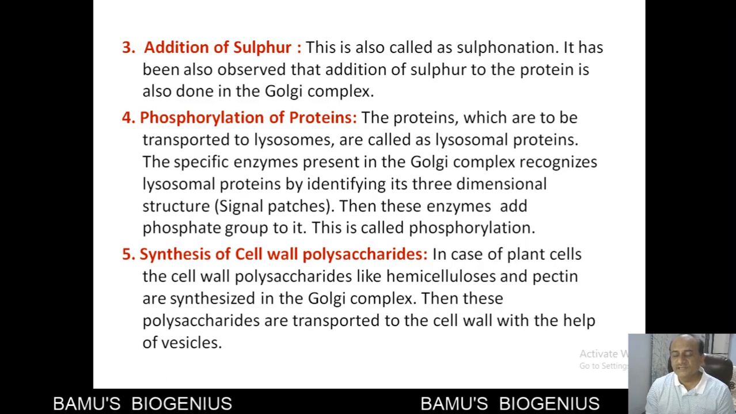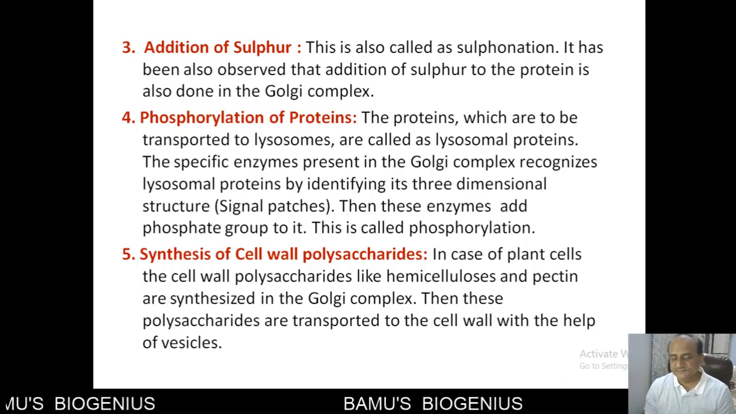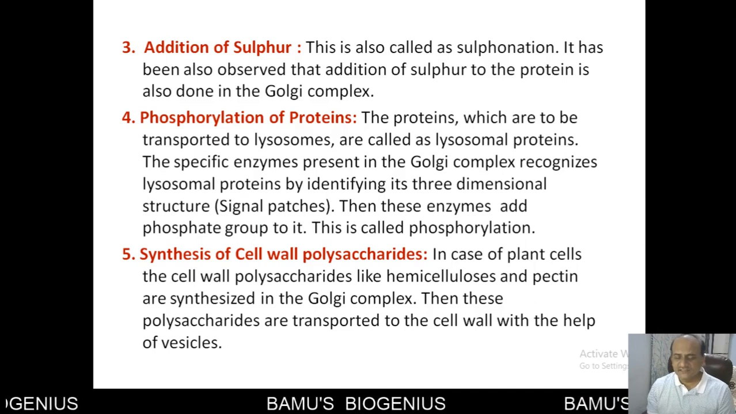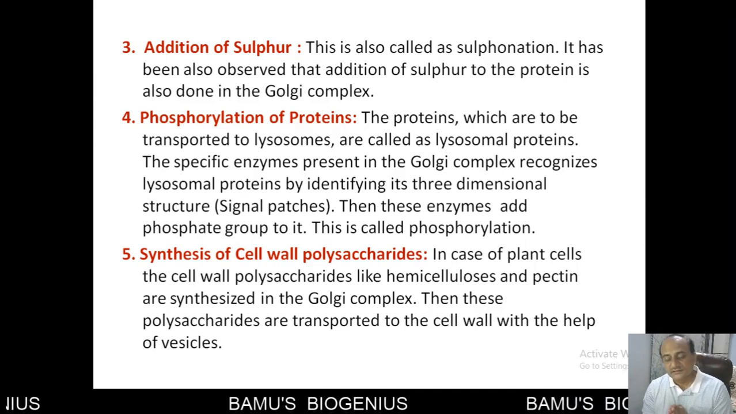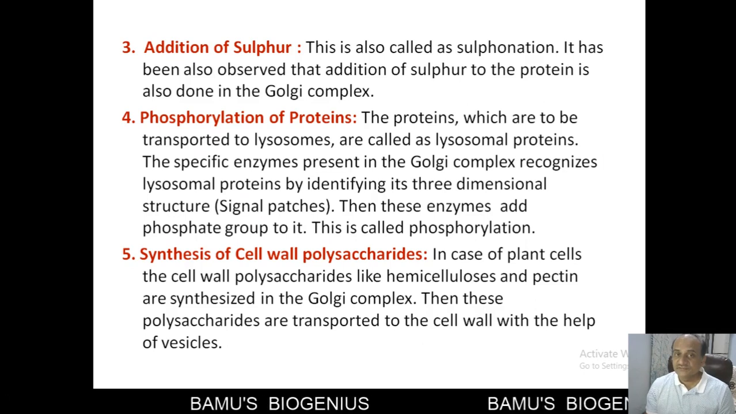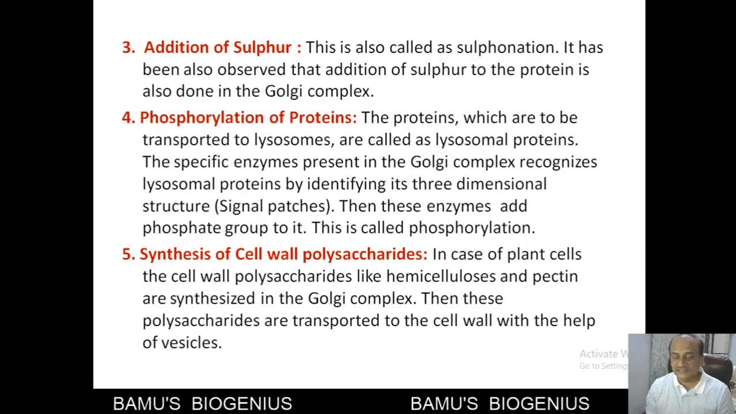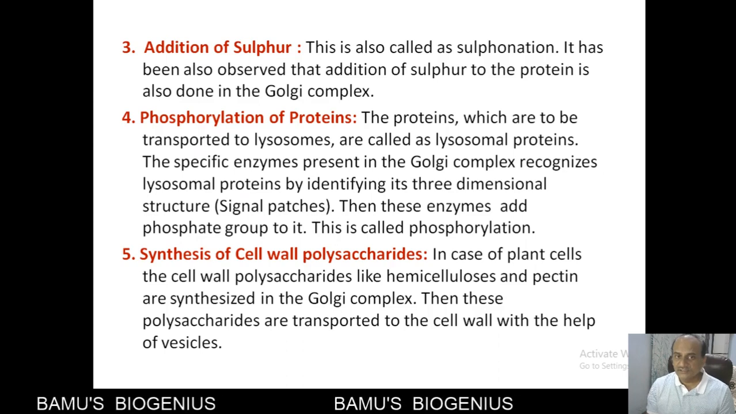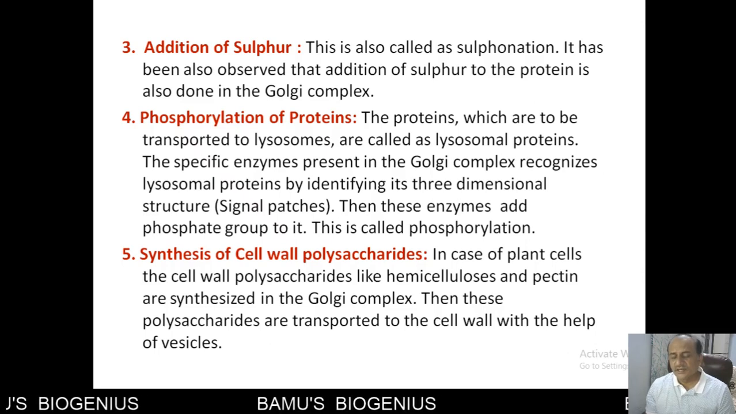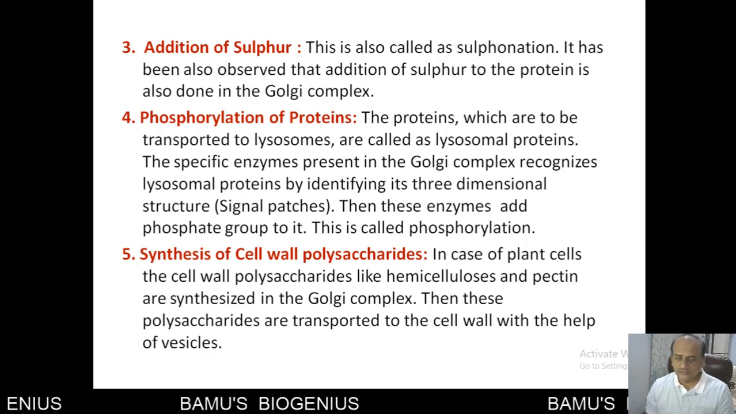These proteins are multi-subunit. That means a number of subunits are there in a particular kind of protein. For example, in case of insulin, a number of subunits are there, and these subunits are joined together by the sulfide bond. So, addition of a sulfur is done with the help of the Golgi complex. That process is called sulfonation, and in the Golgi complex, certain kinds of enzymes are responsible for transferring sulfur molecules to the protein chain.